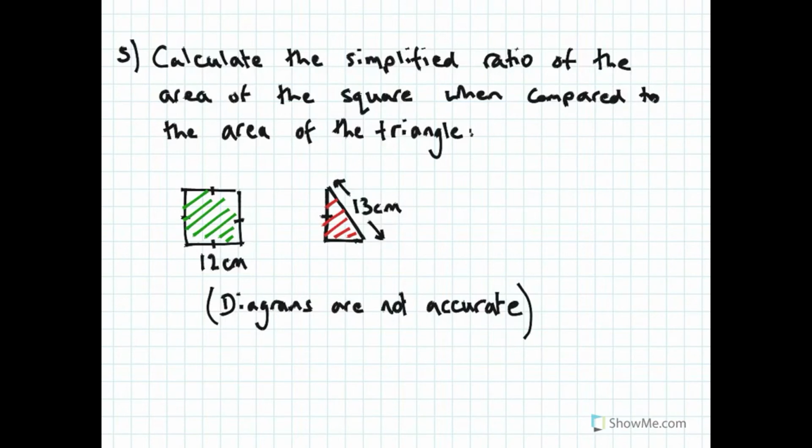You need to work it out because you need to do half base times height. Now, one clue I'm going to give you is, because it's the same height as the square, this distance here must be 12. And the fact the hypotenuse is 13, and it's got a height of 12, you should be able to use some maths to work out the base of that triangle. Once you've got that, half base times height, then you've got the 2 areas and you need to compare them as a ratio.